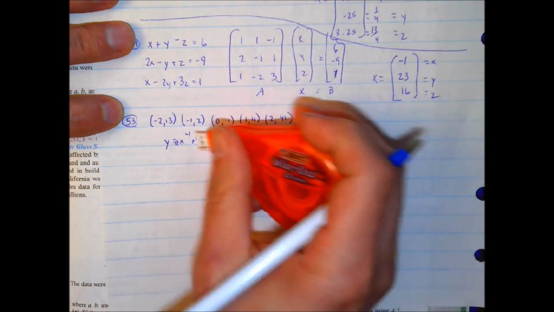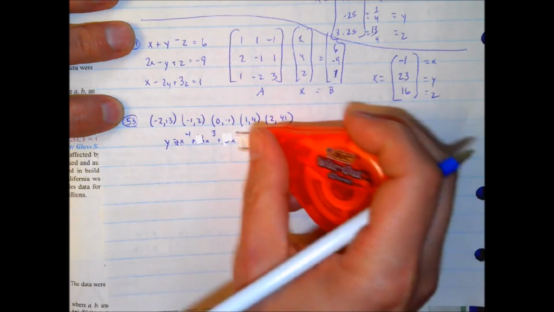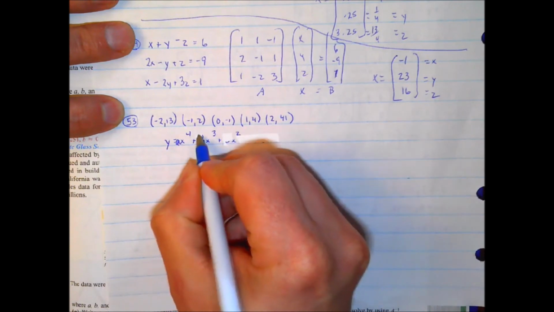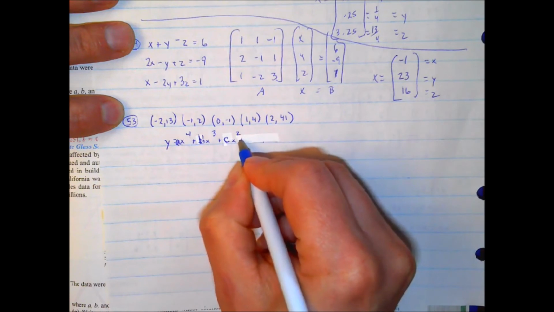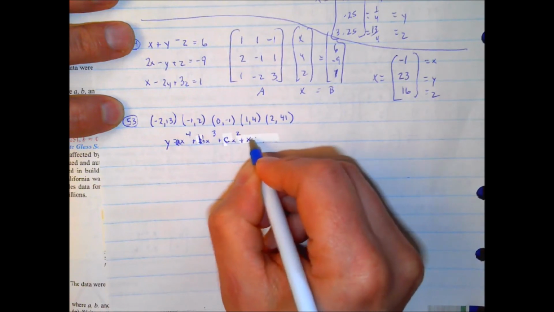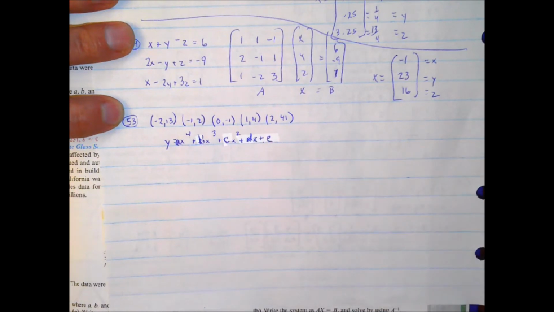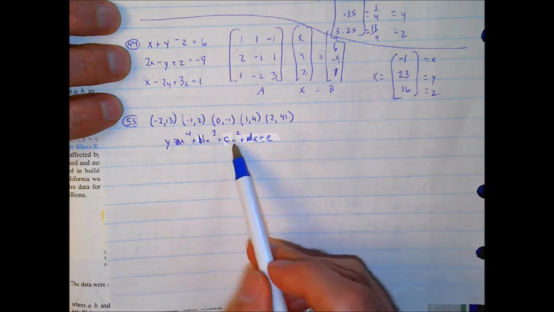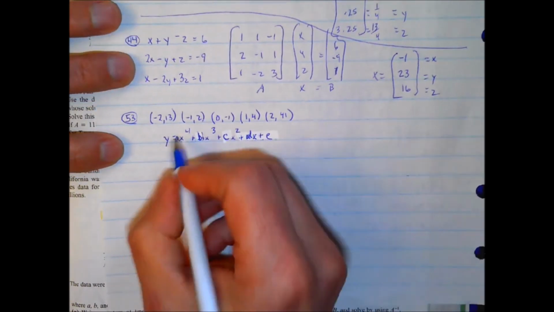I shouldn't have put numbers there. So it's going to be some number a times x to the 4th plus some number times x to the 3rd plus some number times x to the 2nd plus some number times x plus some number. Okay, so we're going to make these 5 equations with these 5 variables and then use Desmos to solve it. Okay, so we're going to plug these in here.